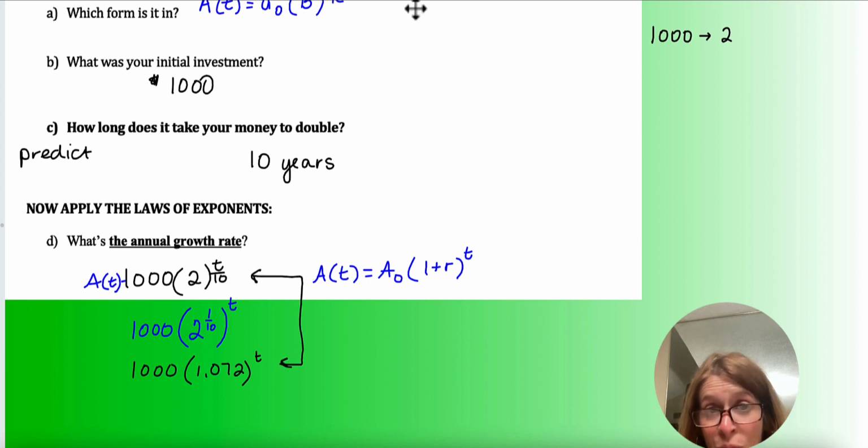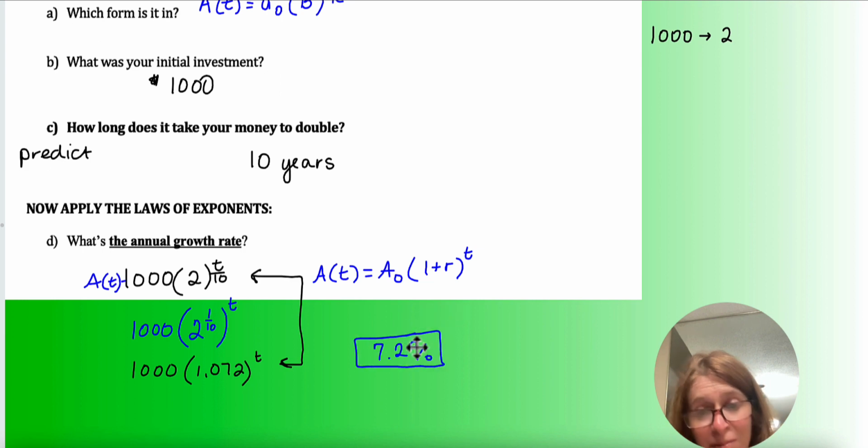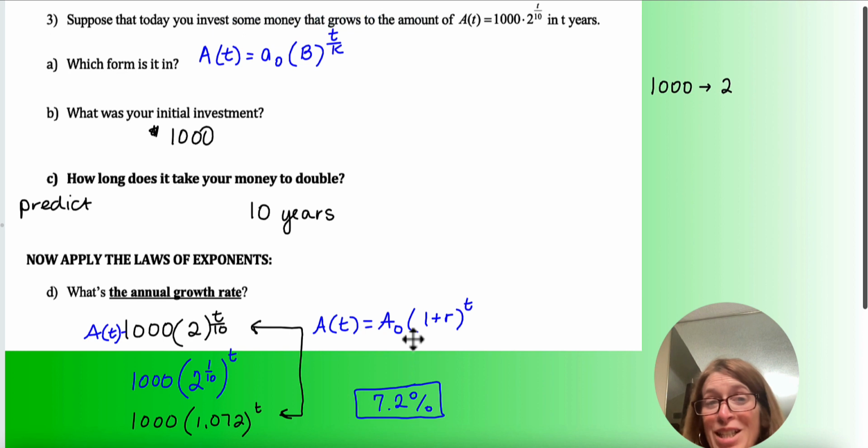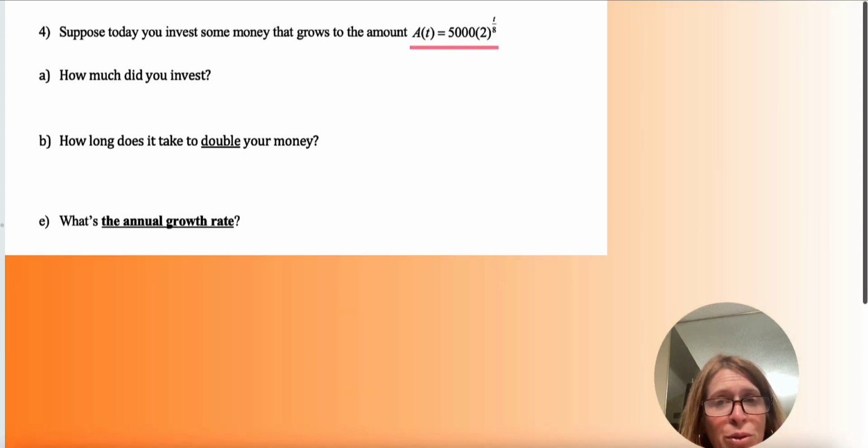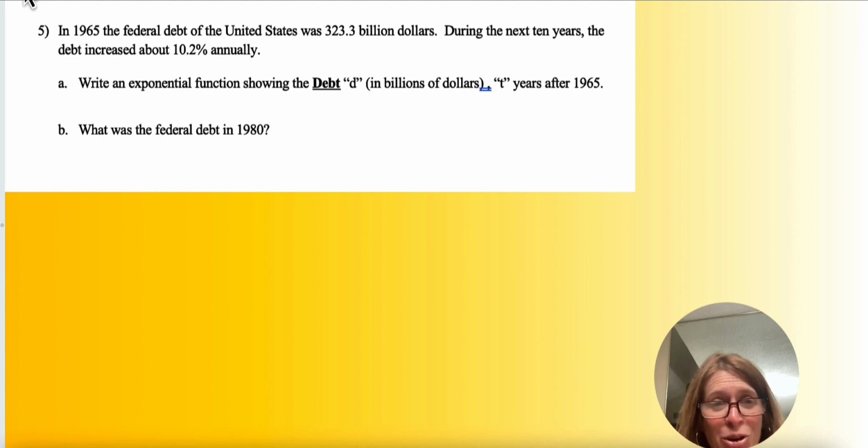So what's my annual growth rate? My annual growth rate is 7.2%. Again, the question said, how long did it take to double? To double the money, it's going to take 10 years, but each year it's going to be going up 7.2%. So hopefully you can see how I did that and maybe try one on your own. I really would like to have you try that on number 4, and go ahead and check yourself on the note packet.